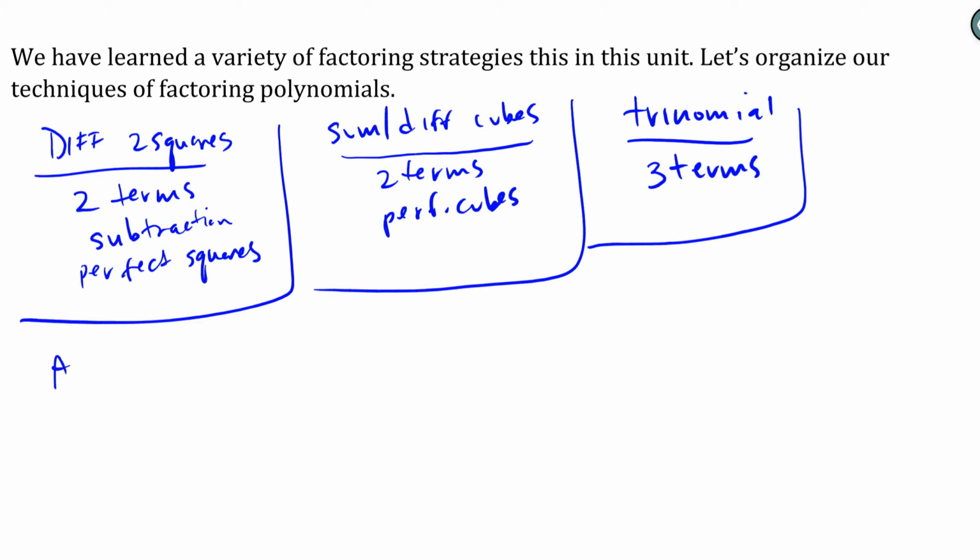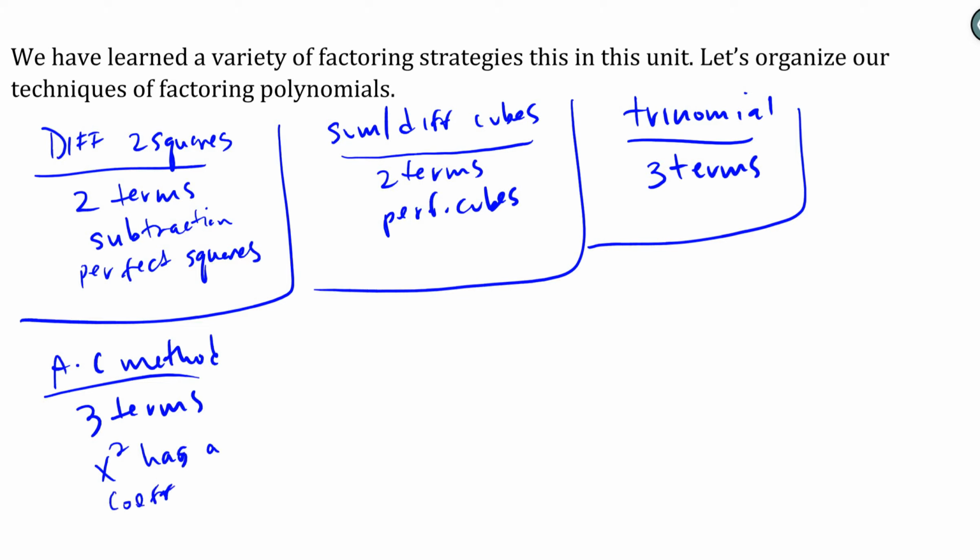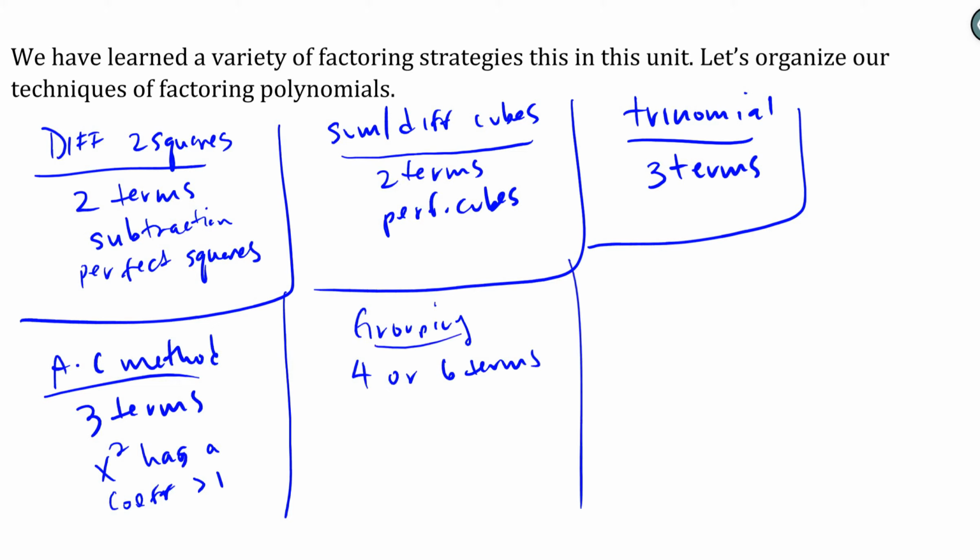We have the AC method: three terms, and x squared has a coefficient greater than 1. We have grouping: 4 or 6 terms. And last but not least, GCF. This can be any number of terms.